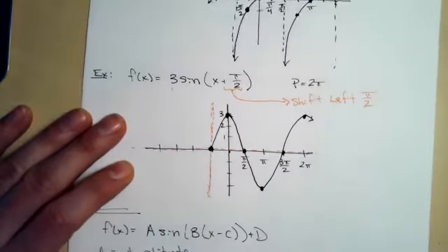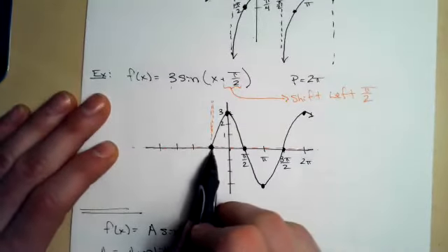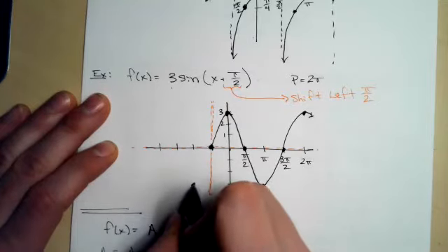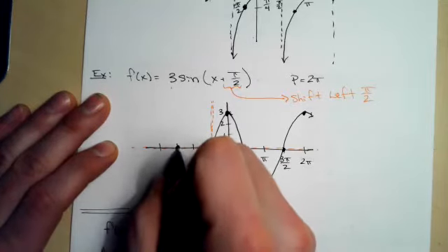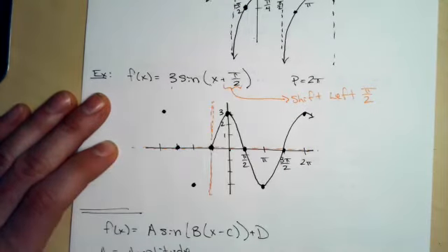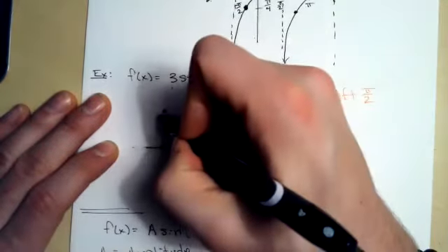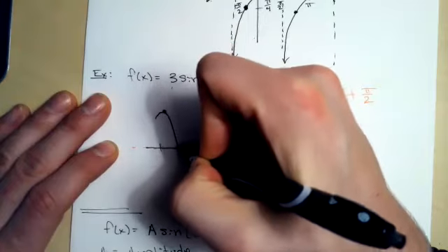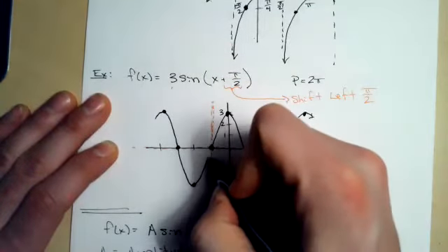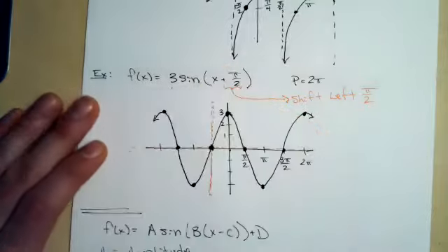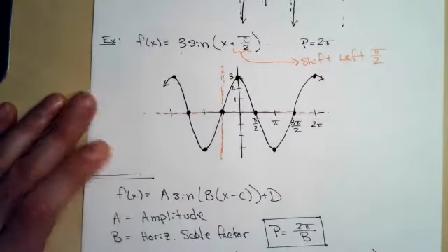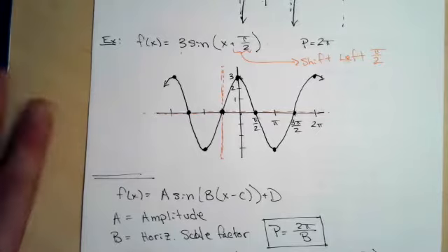And then to the left, we go left one, down one, to a valley, back to the midline, up to a peak. And then connect the dots. So that's all there is to that one.